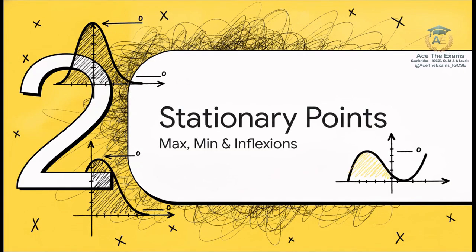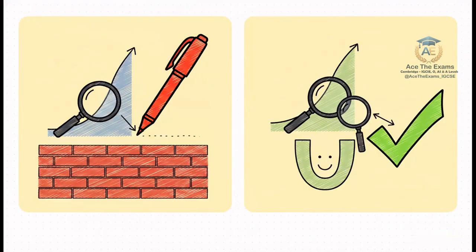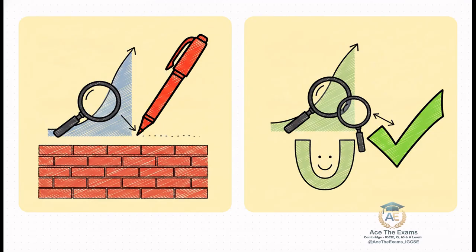All right, Section 2, finding stationary points, maximums, minimums, and inflections. Now look, this is where students consistently bleed marks. Take a look at the flawed approach on the left. You find where dy by dx equals 0, you get an x value, maybe you assume it's a maximum from a quick sketch, and you stop. The examiner's red pen strikes hard here. You absolutely cannot just assume a turning point's nature without proving it mathematically.